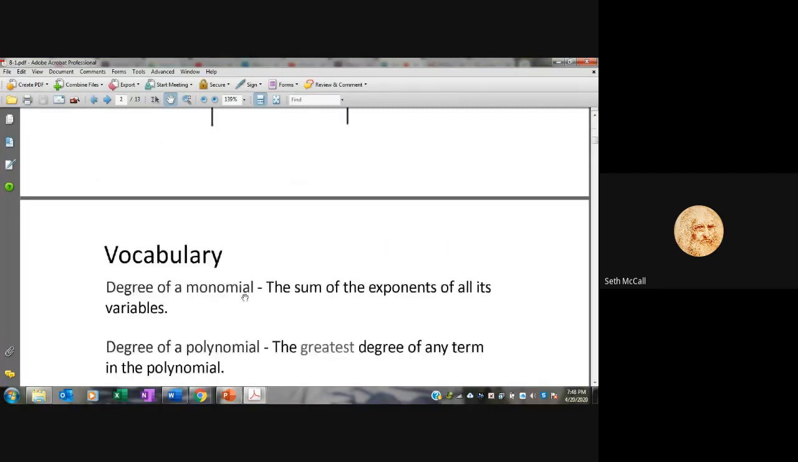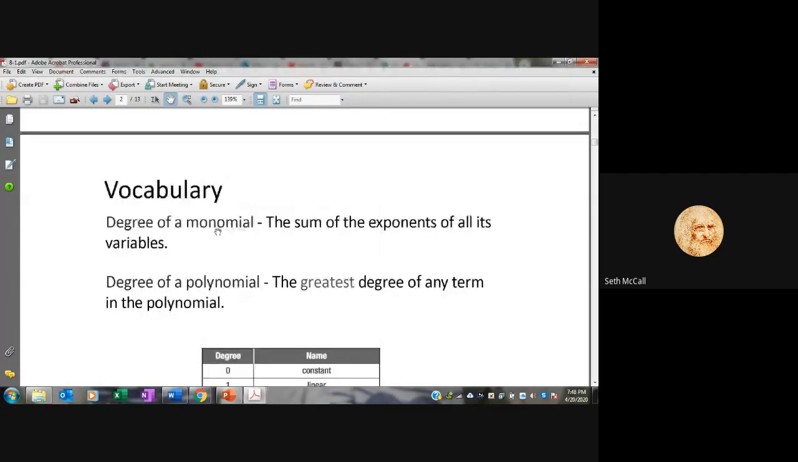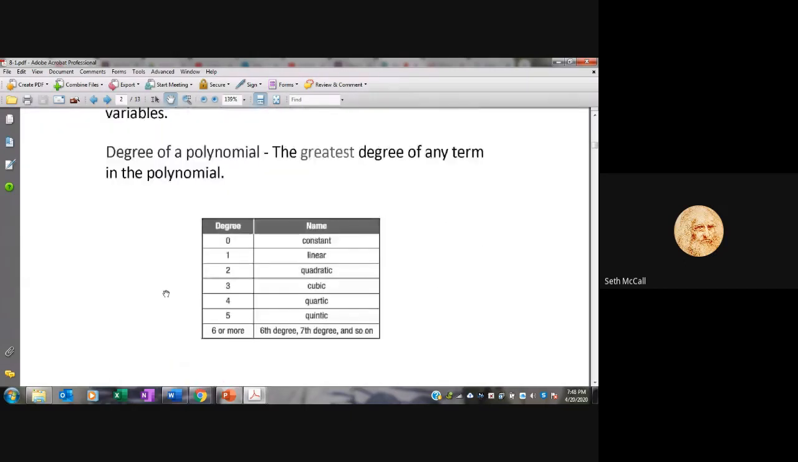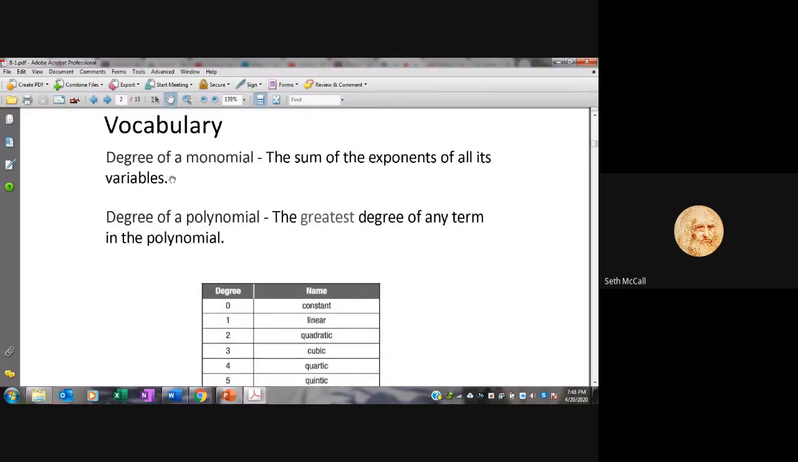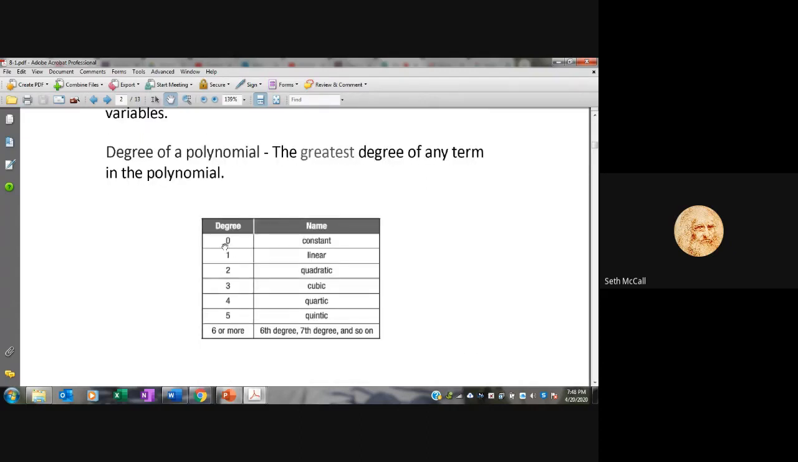Now, moving on to the next page, the degree of a monomial. This word degree right here, the degree is the sum of the exponents of all of the variables within a term, which I'm going to show you. The degree of a polynomial is the greatest degree of any term in the polynomial. That will make a little bit more sense once we start categorizing these monomials and polynomials by their degree.